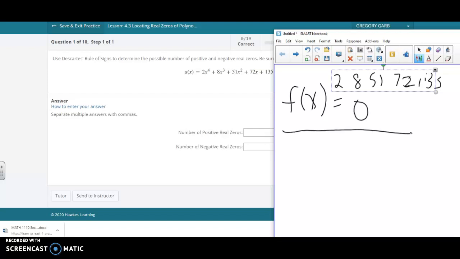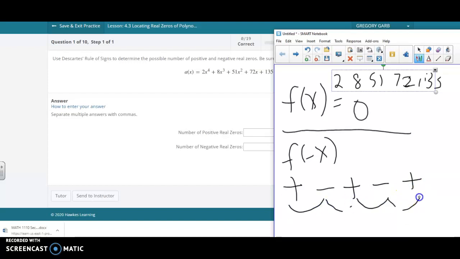For negative real zeros, we're looking at sign changes for f of negative x. Looking at this problem, we put in negative x, and what do we have? We're going to have a positive for our coefficient. We're going to have a negative next, because a negative to the third power is going to be negative. We're going to have a positive there, a negative there, and a positive here. So look at the number of sign changes: 1, 2, 3, 4. So it looks like we have 4 negative real zeros.